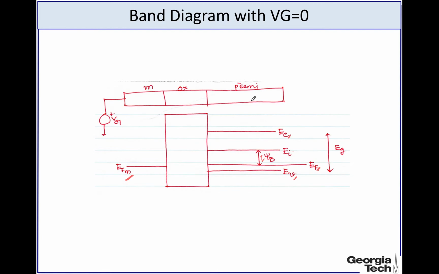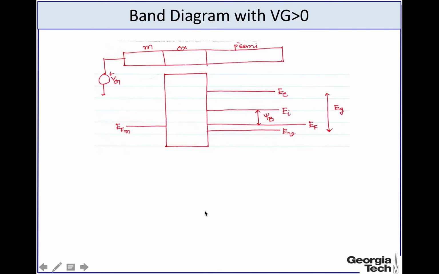Alright, so now this is the band diagram at Vg equals 0, and at Vg equals 0 the Fermi level of the metal and the Fermi level of the semiconductor will be lined up, which means that at Vg equals 0 our EFM will be equal to EF, or the Fermi level of the semiconductor. Okay, so now let's see what happens to the band diagram when we apply a voltage. This is the band diagram that we drew in the previous slide, the band diagram at Vg equals 0.